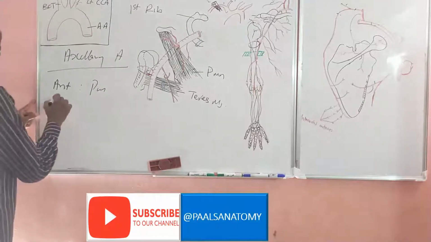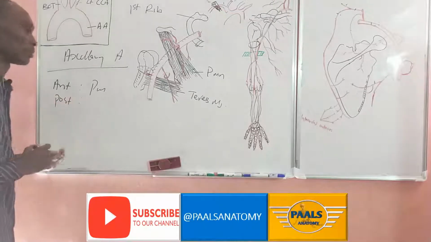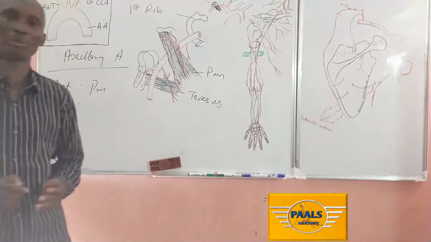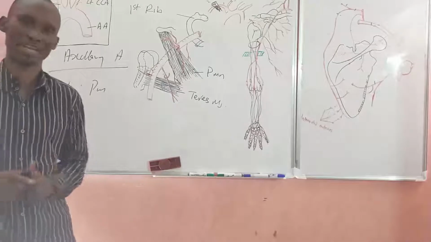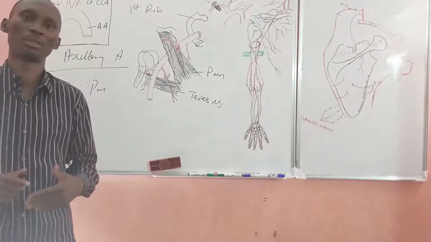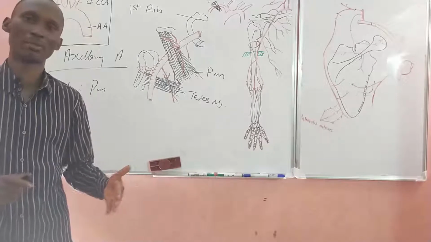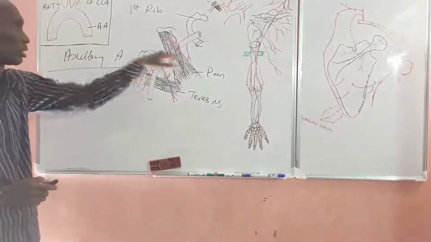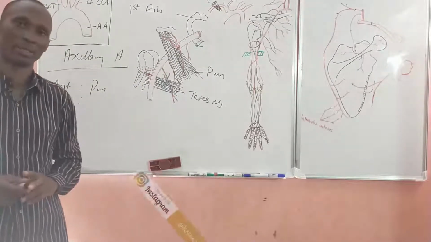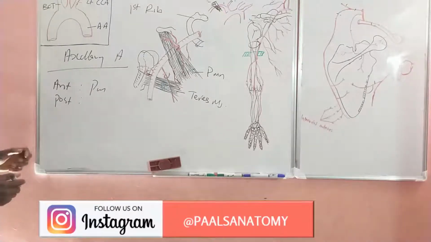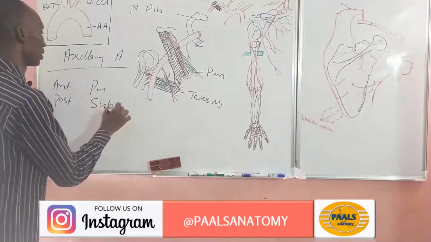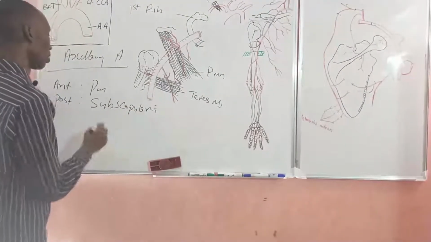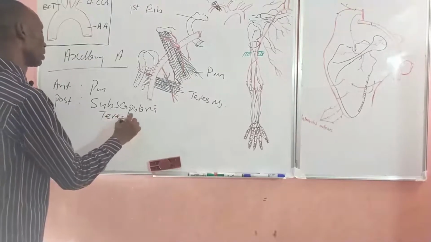Now, the posterior relation is formed by the muscles that form the floor of the posterior wall of the axilla. Those muscles are the subscapularis, the teres major, and latissimus dorsi. So this vessel is already running on those muscles that form the posterior wall of the axilla. Now, we see part of the posterior wall being the subscapularis. We also see teres major.